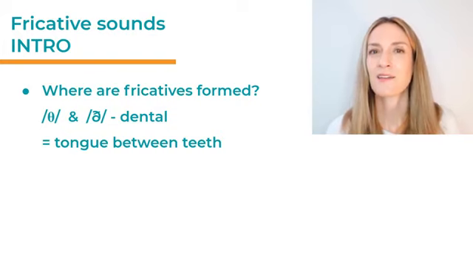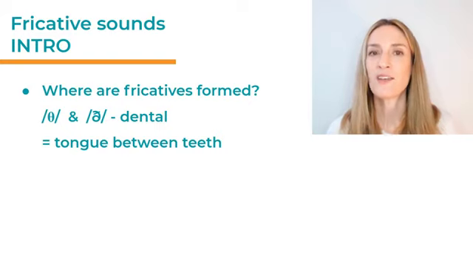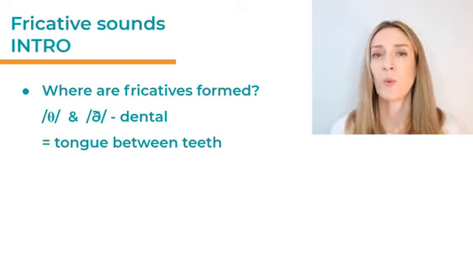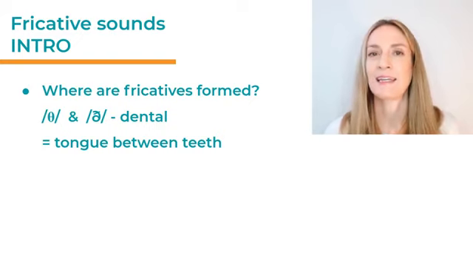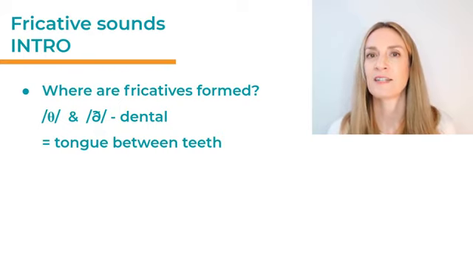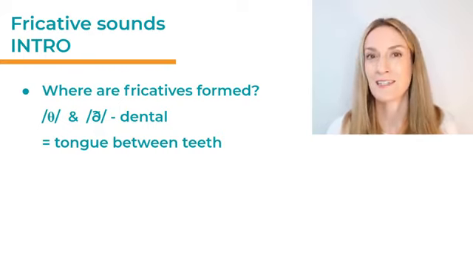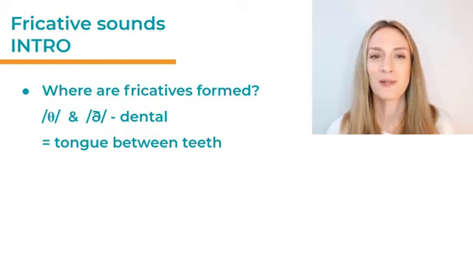The next pair is th and the. And remember, those are the two sounds that are always represented by TH spelling in English. If you want to learn more about them, I have an entire video dedicated only to those two sounds, and I will link to it in the description box below. So let's have a look how they are formed.